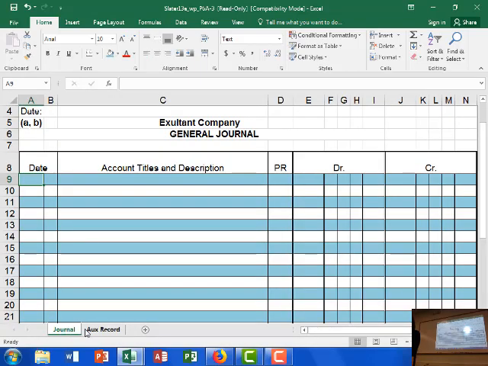The only thing that you're going to record in your journal entries that's relative to your petty cash is when you're establishing it and replenishing it. That's it.